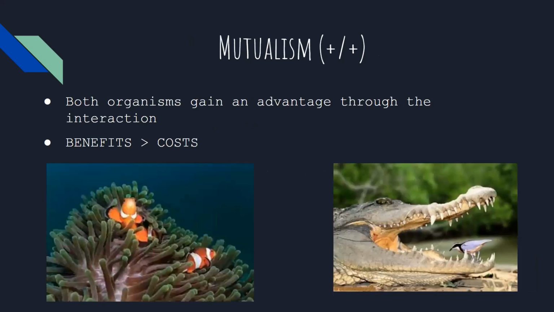The next one is mutualism, where both organisms gain an advantage through the interaction. So benefits outweigh the costs. In this slide, we have two images, one of which is with an alligator and a bird. Basically, the bird is going to pluck food stuck within the alligator's teeth. So the bird gets its meal and the alligator gets its teeth cleaned for free. So it works well for both of them.